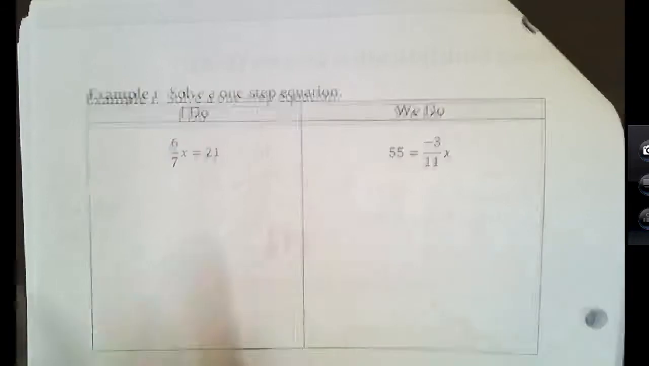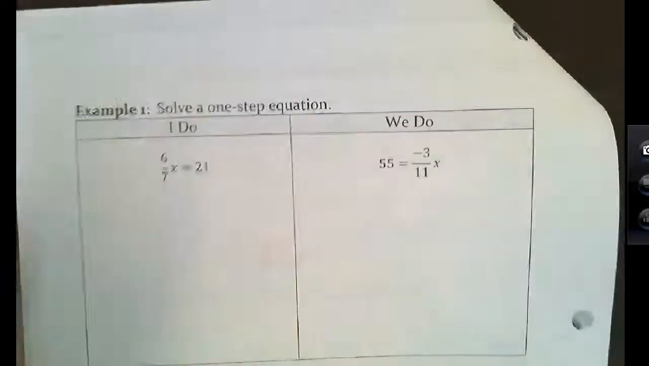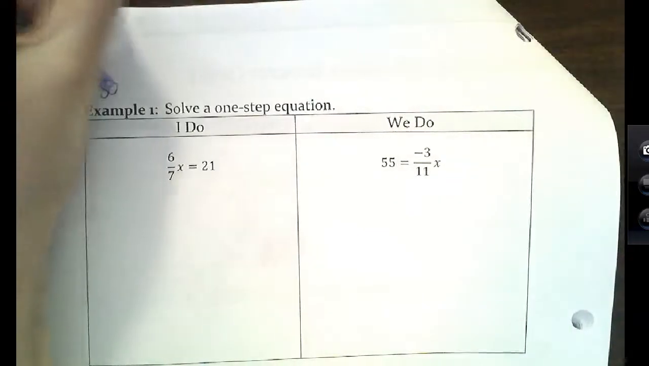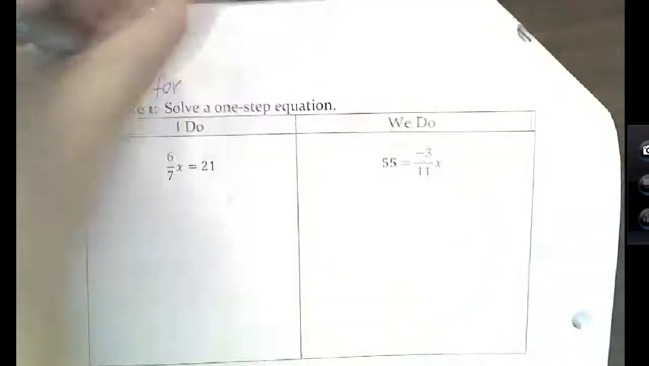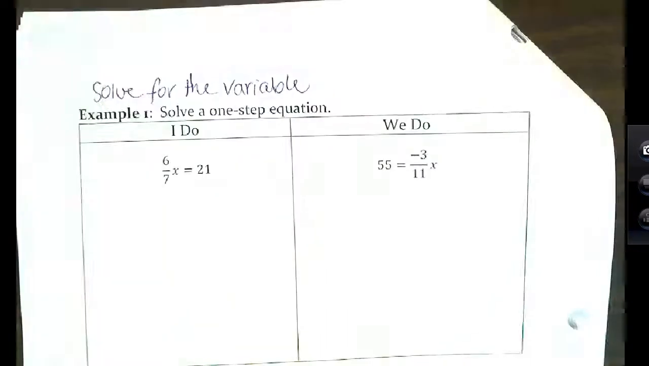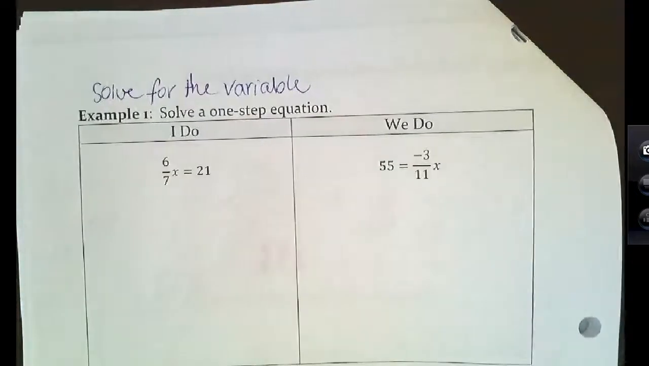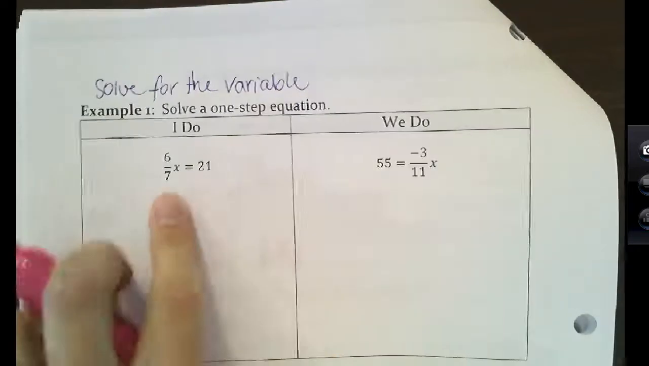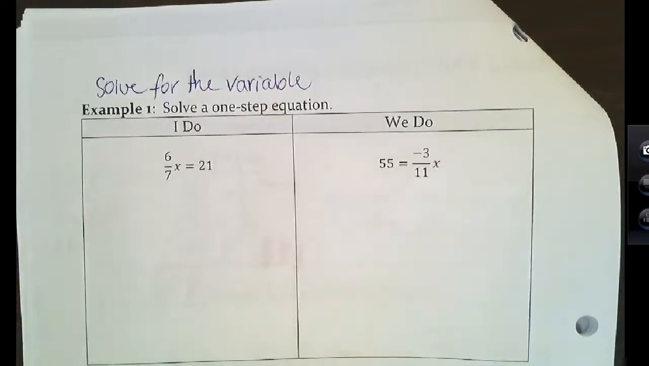So your goal, anytime you're solving equations, is to solve for the variable. So I'm going to write that above. If I am trying to solve a one-step equation, I just am simply trying to solve for the variable. In this example, what side is my variable on, the left or the right? The left, right?